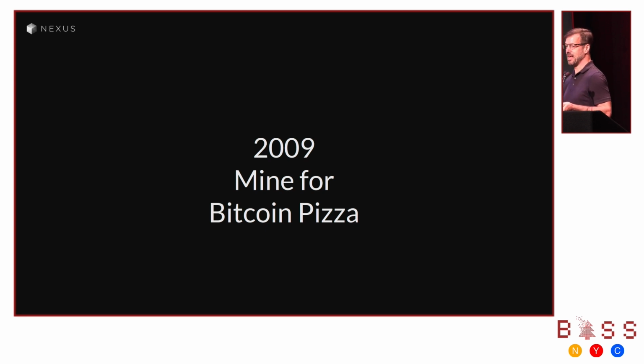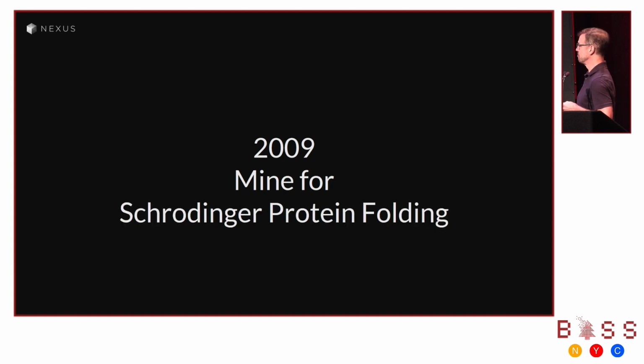Okay, blockchain happens. In 2009, instead of mining for pizza, I was actually mining for Schrodinger protein folding, which is another kind of alternate distributed calculation, which I think is extremely fascinating, and Daniel's a fan of this as well. So you could be doing one of 2 things that were actually very exciting at the time. And you can see which one actually became productive at the time.